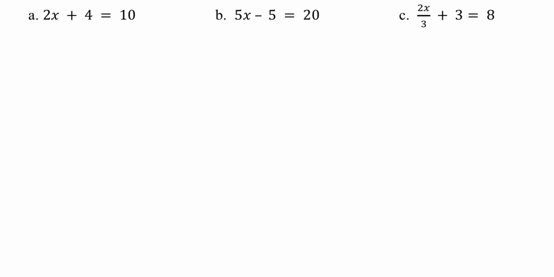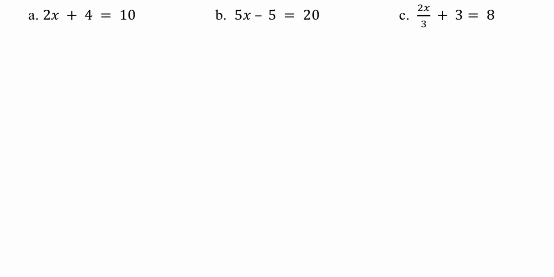Today we are going to learn how to solve two-step linear equations. Here we have the very first question, 2x plus 4 equals 10. This is a two-step linear equation. This is also a two-step linear equation. This is also a two-step linear equation. So how can we solve these three linear equations? Let's learn.